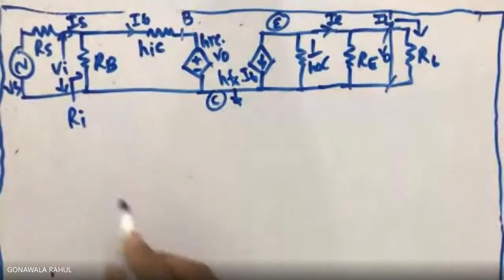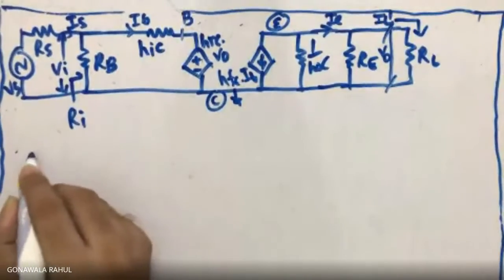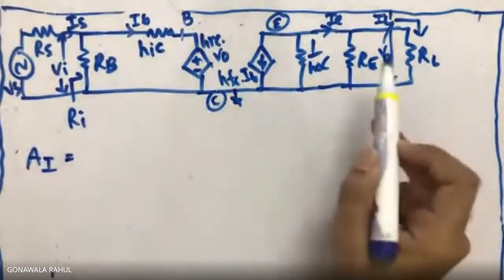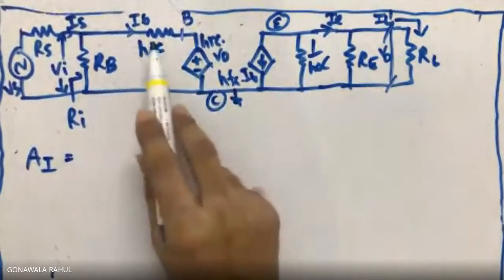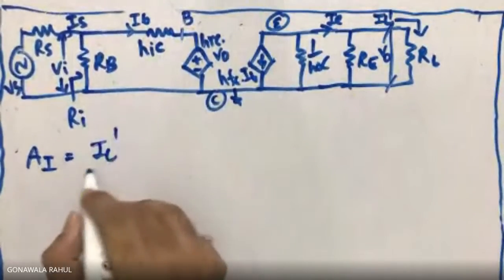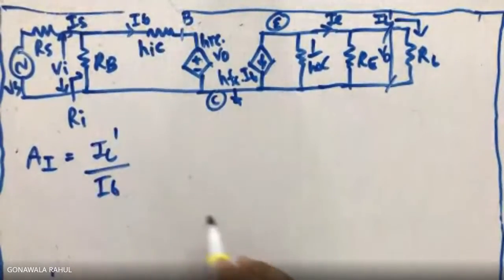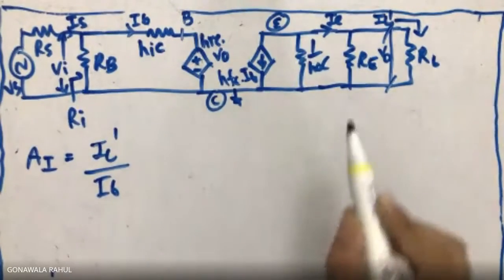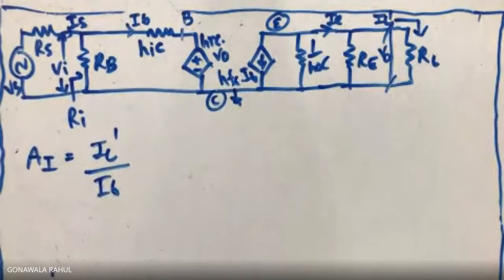Now the first step is to find the current gain. Current gain AI will be output current by input current. My output current for the transistor is IL dash, and input current to the transistor is IB. So IL dash by IB. Clear? Now, as we know, RE parallel RL is RL dash. RL dash is equal to RL parallel RE. Now I want to find the equation of IL dash in terms of IB.